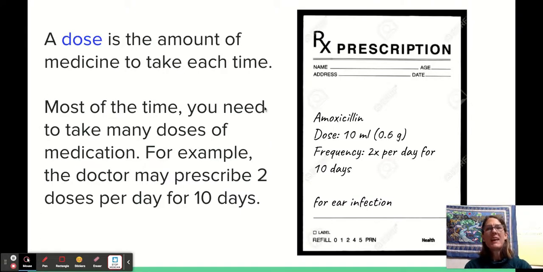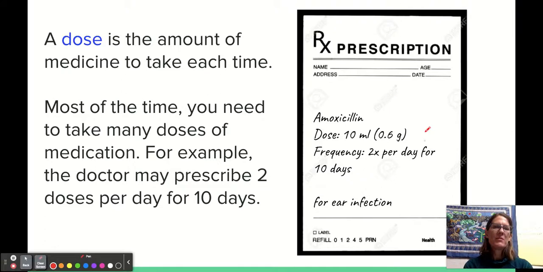Now the dose, again, is the amount of medicine to take each time. Most of the time, you need to take many doses of medication, and you should always take it until the end, as much as the doctor said. For example, the doctor may prescribe 2 doses per day for 10 days, and even if you feel better, you should always take the whole prescription.